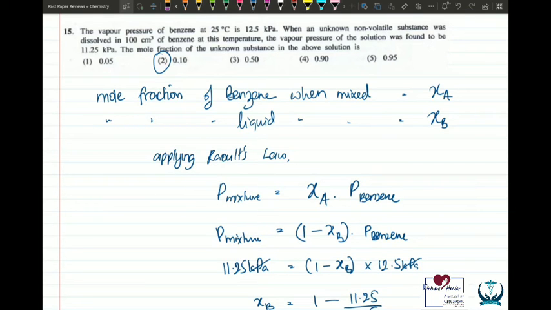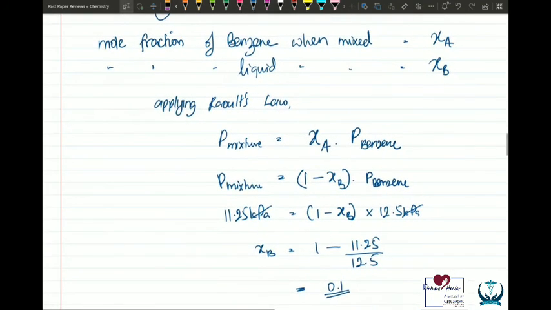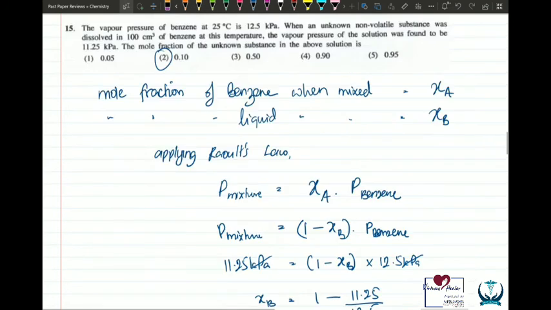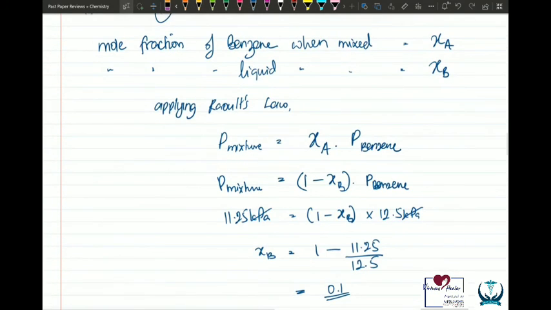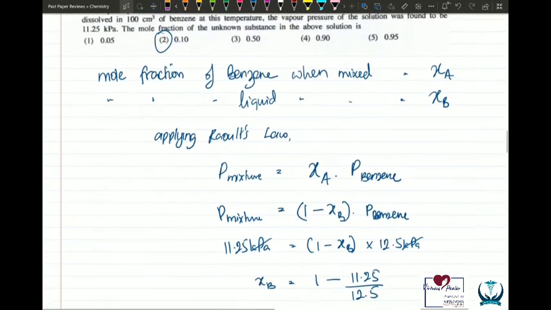So let's assume the mole fraction of benzene when mixed is XA and for the liquid it's XB. Applying Raoult's law, we know that the vapor pressure of the mixture is equal to the mole fraction into the total saturated vapor pressure. So now we have to find XB. XB is 1 minus XA. So we get P mixture equals 1 minus XB into P benzene. This is 11.25 kilopascals equals 1 minus XB into 12.5 kilopascals. Simplifying, XB gives us 0.1, which is answer number 2.